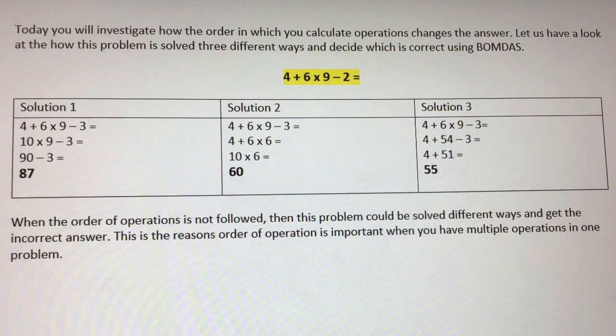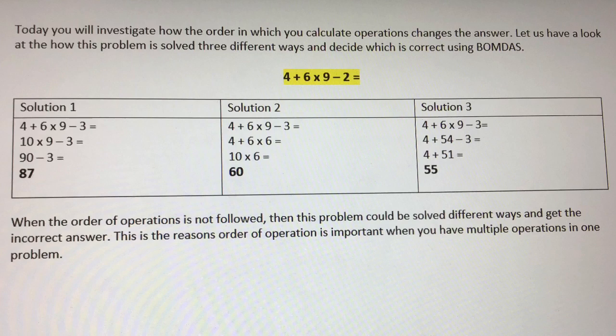So let's have a look at a model example. Today, again, we're going to investigate how the order in which you calculate operations changes the answer. So let us have a look at how this problem is solved in 3 different ways and decide which is correct using BOMDAS. The problem here we have is 4 plus 6 times 9 minus 2. Now we can see clearly that there are 3 different operations in this problem: addition, multiplication, and subtraction.